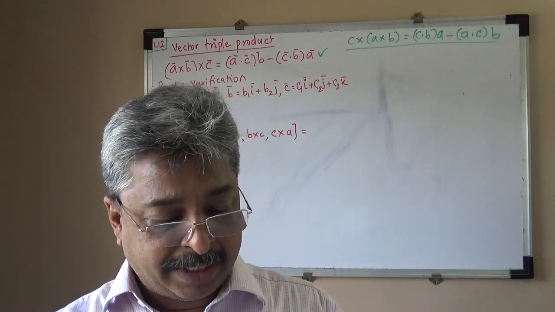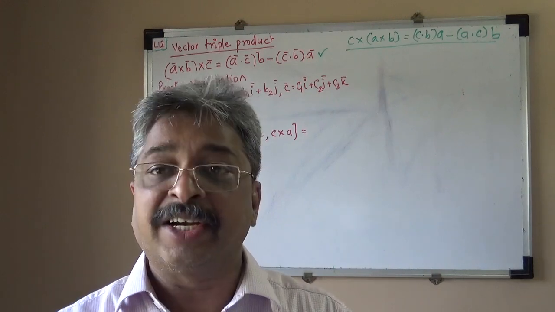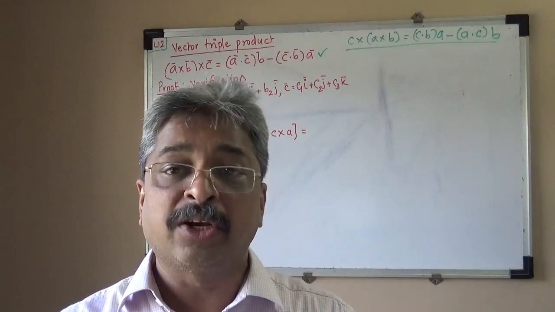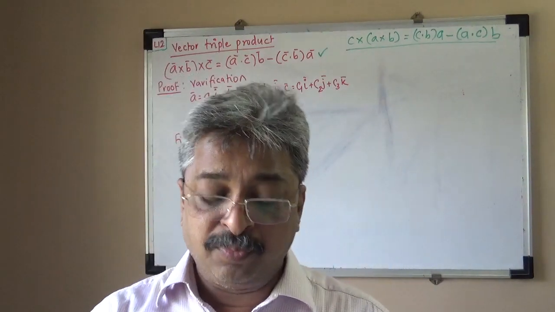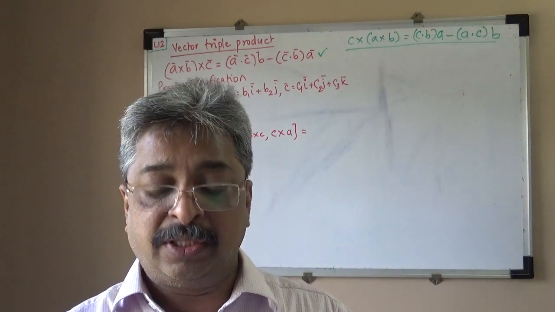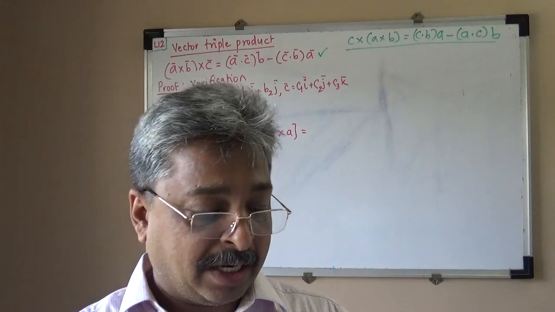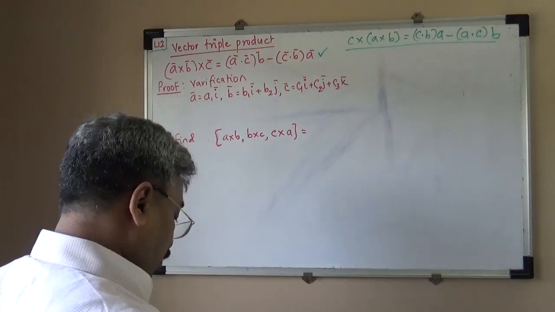The second problem that we give is, if a, b, c are unit vectors such that a cross b cross c is equal to half b, find the angle which a makes with b and c, given that b and c are not parallel vectors. So maybe let us try to solve this problem.